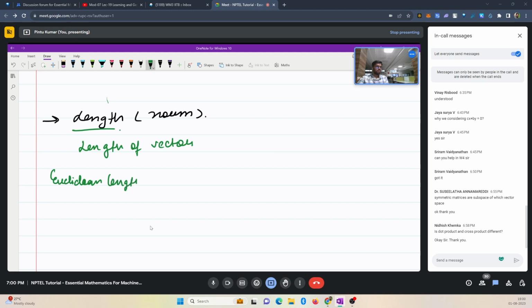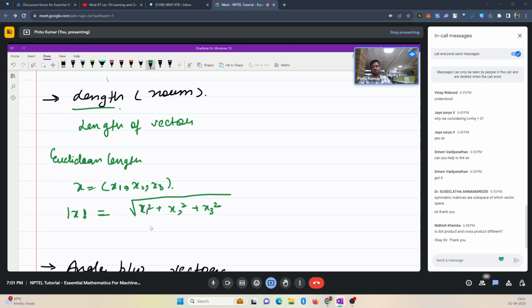Okay. So let's say you have a vector x given as x1, x2, x3. Then what is the length of x? Length of x is nothing but x1 square plus x2 square plus x3 square, and under root of this complete thing.